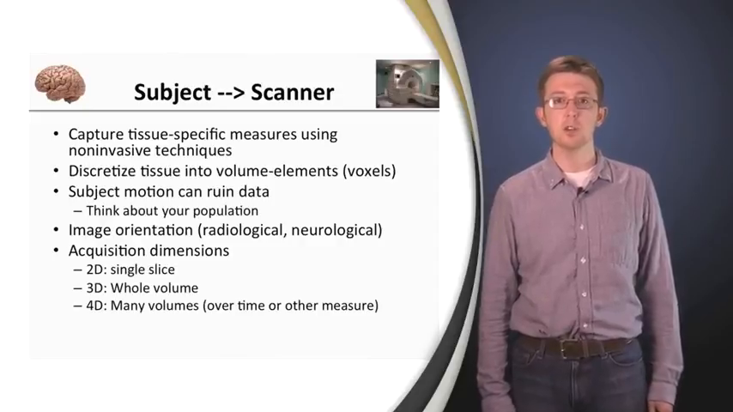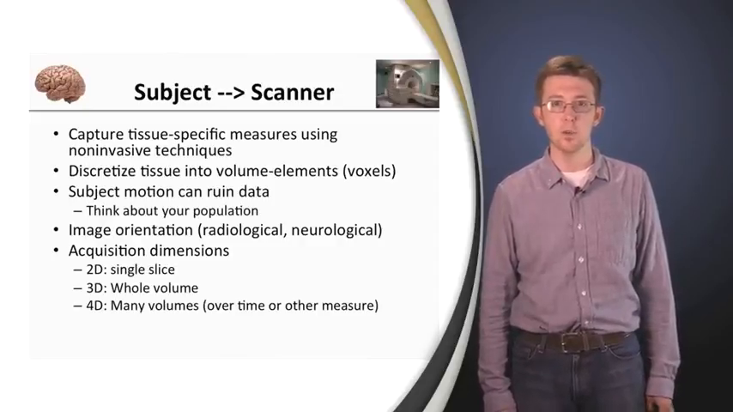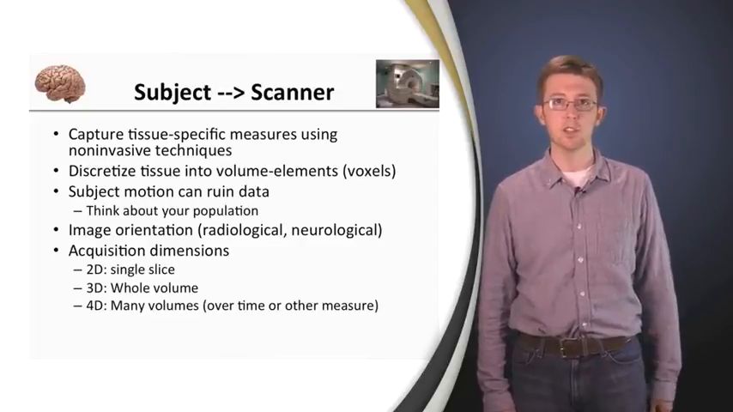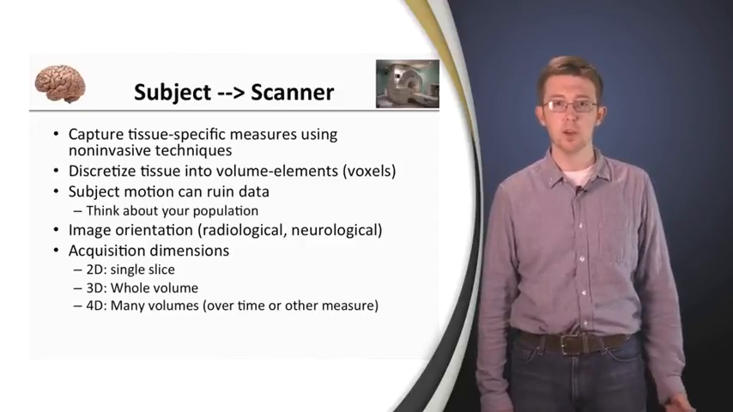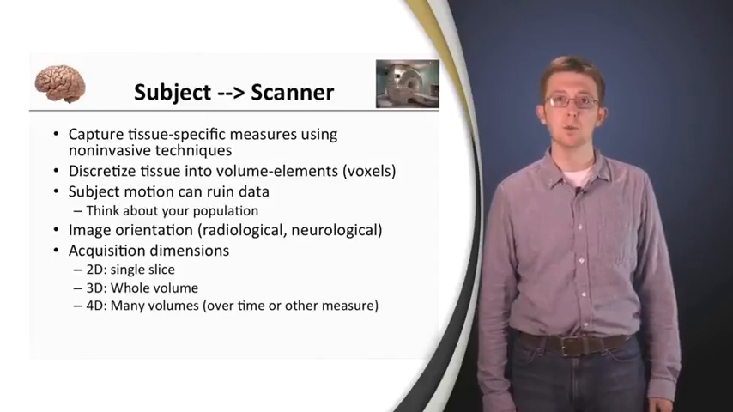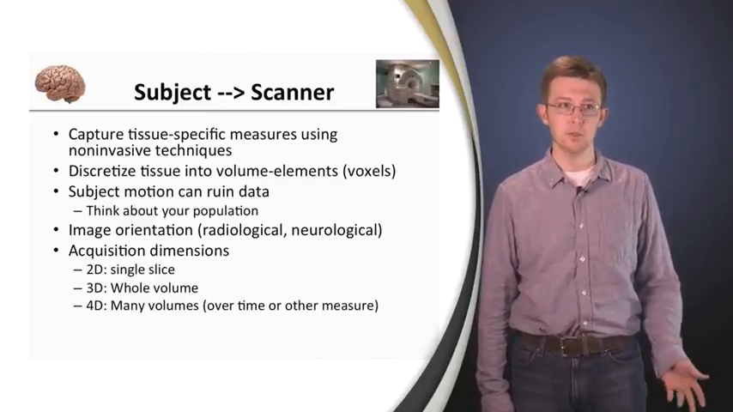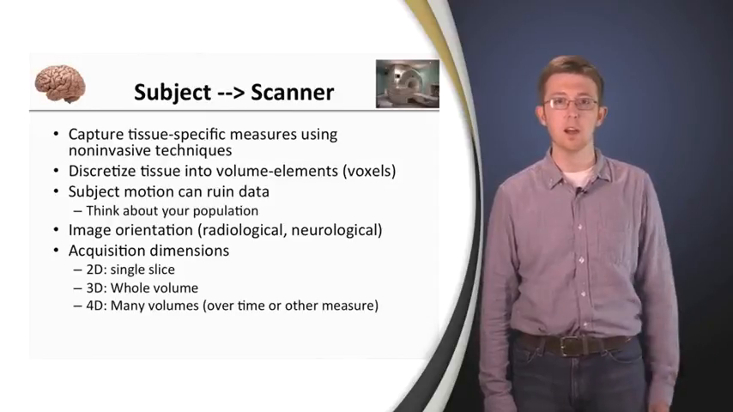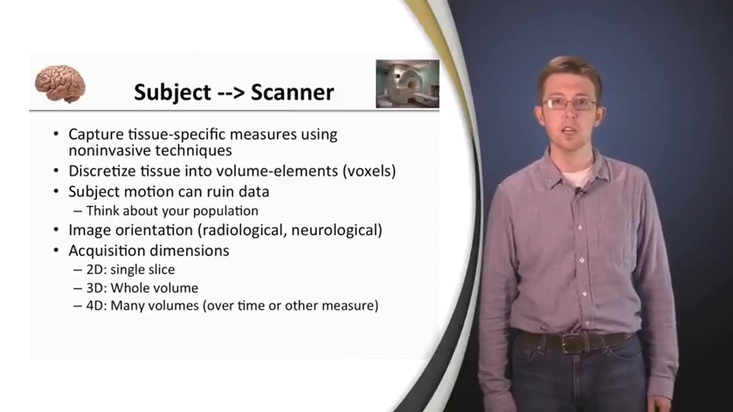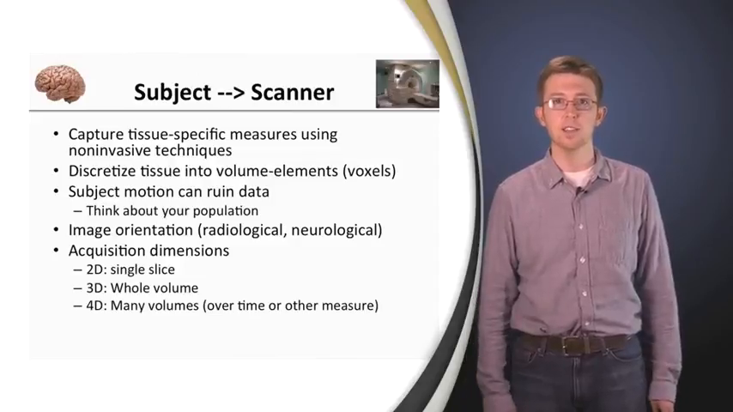You should also think about image orientation. There are two major orientations for medical images, radiological and neurological, and the only way they differ is whether right is left or right is right. If you're viewing an image on the screen, it's very important to know whether what's on the right side is the subject's right side or the subject's left side.